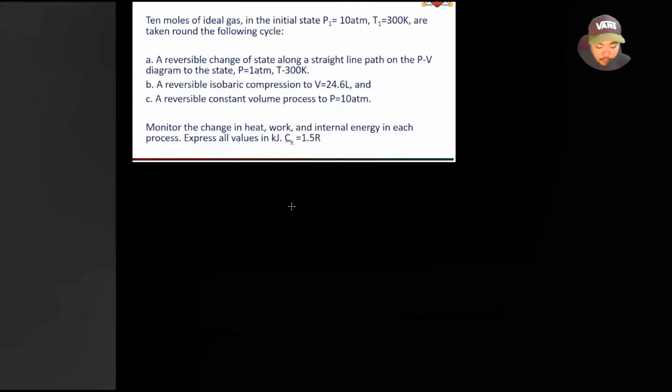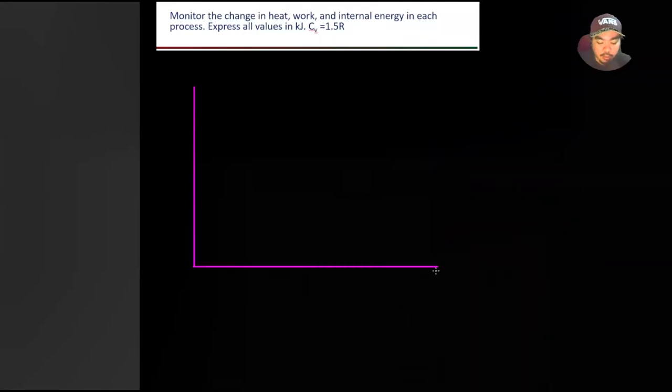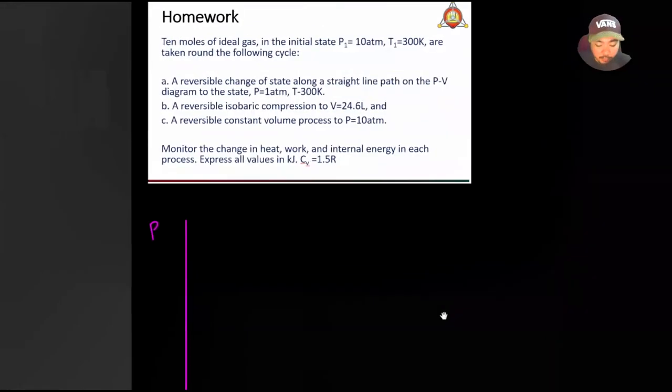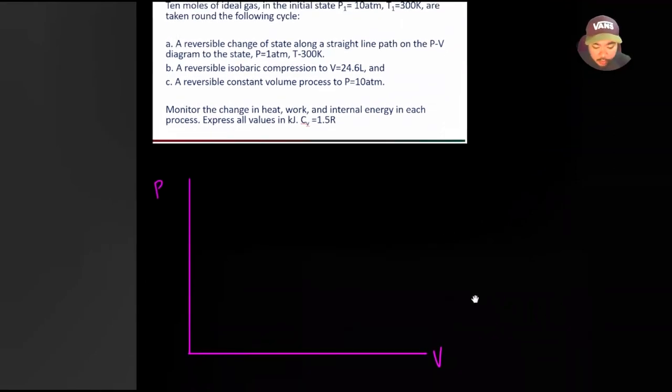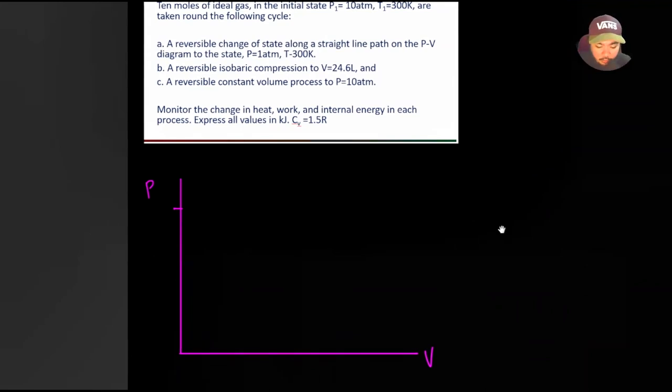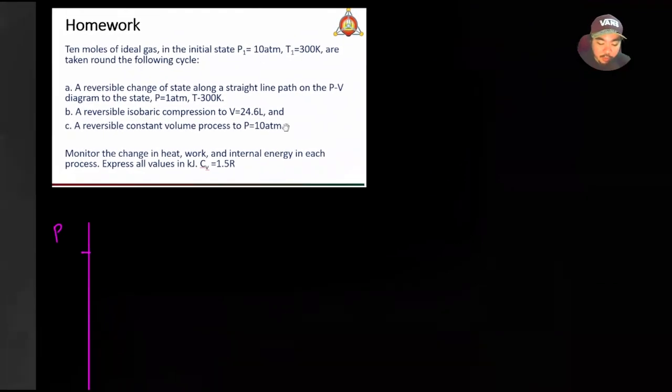Okay? So let's do. Again, para sa mga ganitong problems, it's always convenient that we draw the PV diagram. So PV. Okay, so we start with ang sabi daw pressure P1. Starting point natin is P1 is equal to 10 atmospheres. So let's do 10 atmospheres and a temperature of 300 Kelvin. So kailangan natin mahanap yung volume for this particular system.